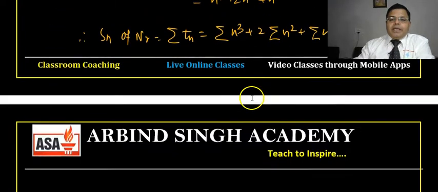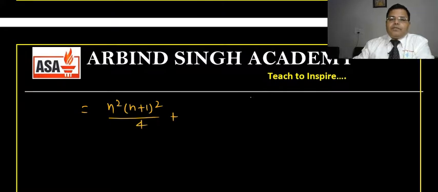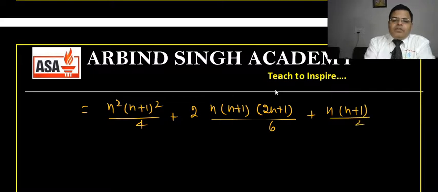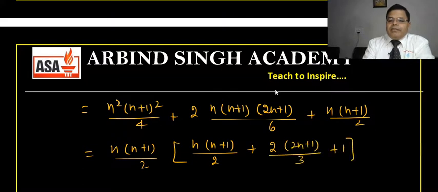Sigma n cube is n square into (n plus 1) whole square by 4, plus 2 times sigma n square. Sigma n square is nothing else but n into (n plus 1) into (2n plus 1) divided by 6, and sigma n is n into (n plus 1) by 2. So we can write like this, and take n into (n plus 1) by 2 common. What will happen? n into (n plus 1) by 2 is left, and here 2 times (2n plus 1) by 3 will be left, and here 1 will be left.